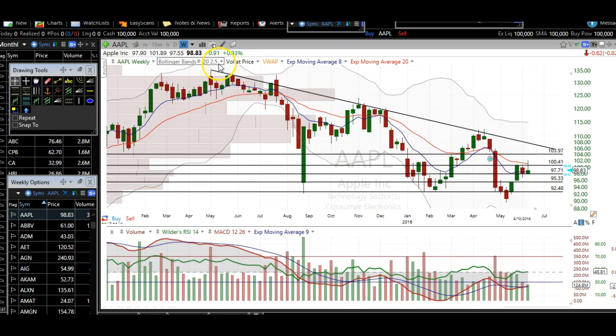Now overall, if you look at the overall pattern here on Apple, we've got a bearish pattern. We've been in a downtrend since April of 2015. So a little over a year we've been in a downtrend here on Apple. We've been making lower highs and lower lows right here.